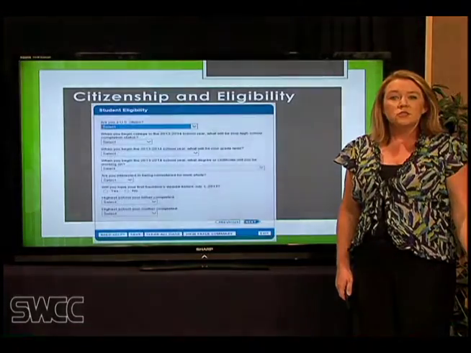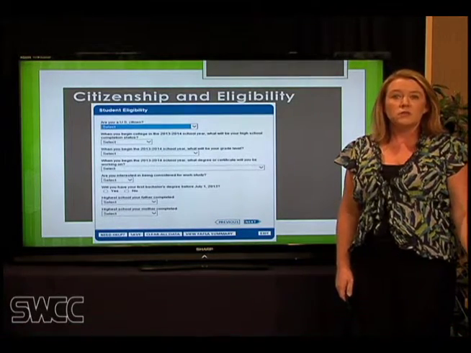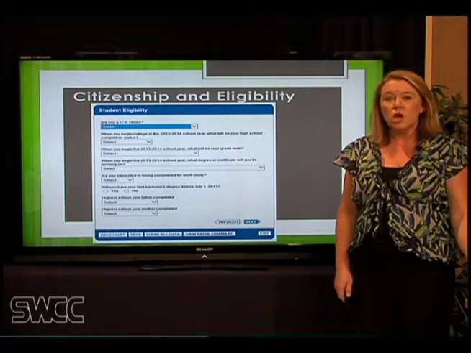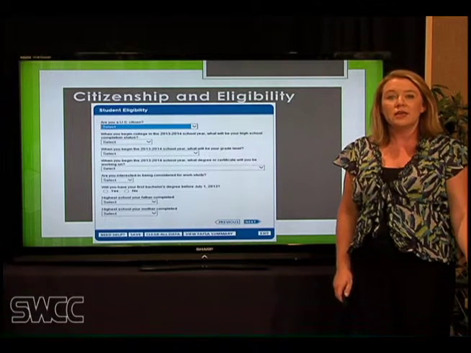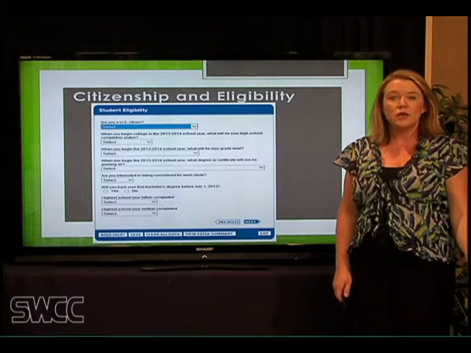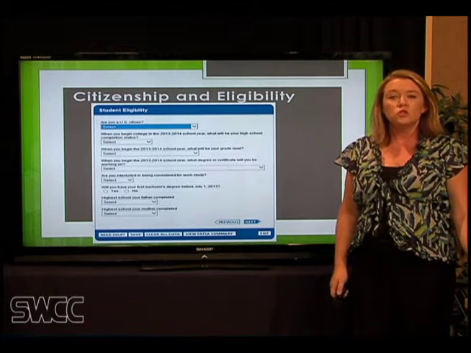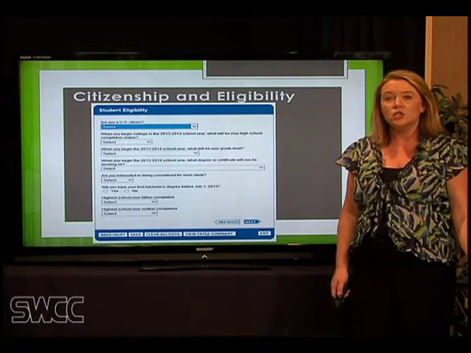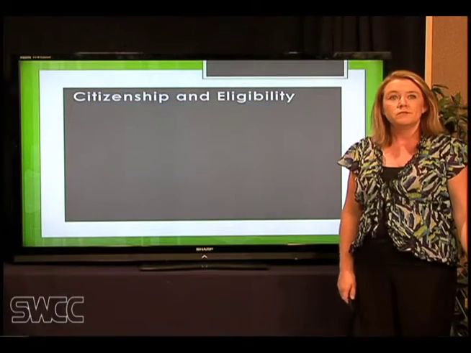Now we're looking at citizenship and eligibility, which is part of the demographics section. As I said before, U.S. citizens or eligible non-citizens can get federal financial aid. So the answers to these questions will determine eligibility. I'd like to make special note on this page regarding the work study.